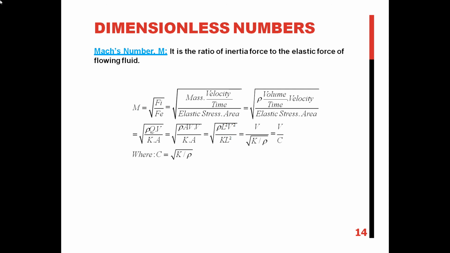And finally we will see Mach's number. What is Mach's number? It is the ratio of inertia force to the elastic force of a flowing fluid. So M is equal to Fi by Fe, so mass into velocity by time. Doing the substitutions, we get the answer of around V by C, where C is a constant, which is nothing but root of K by rho.